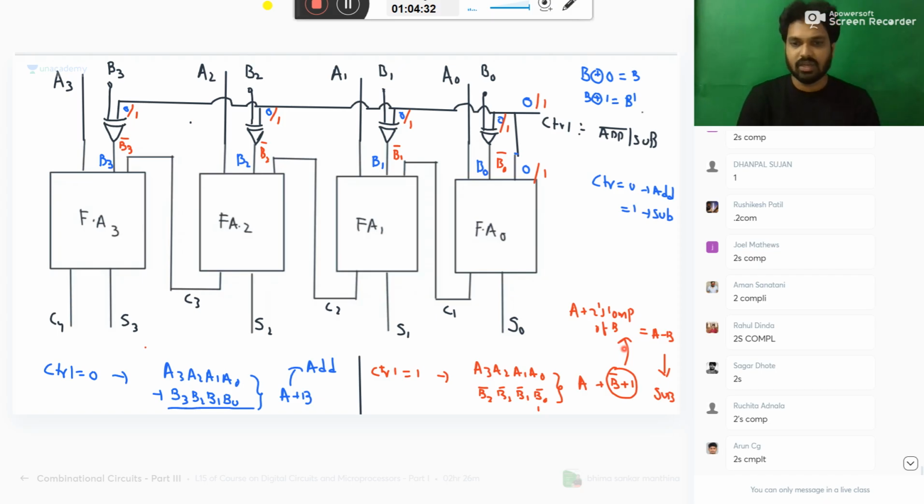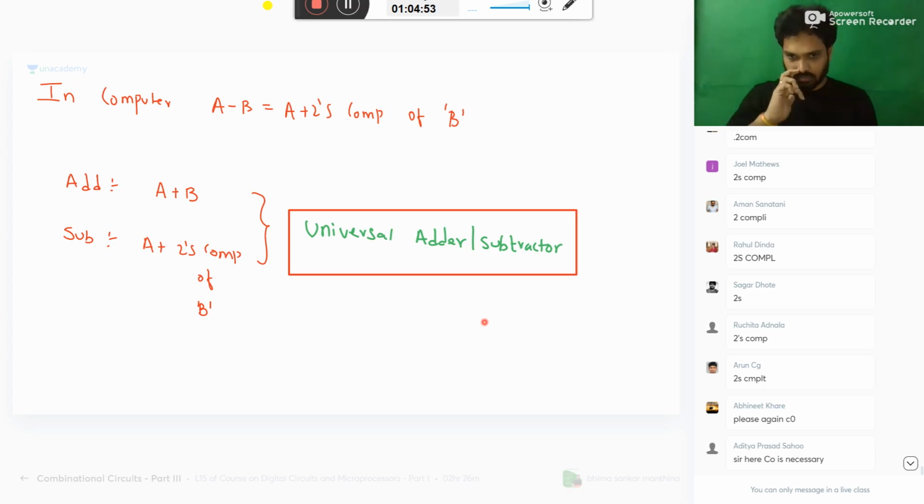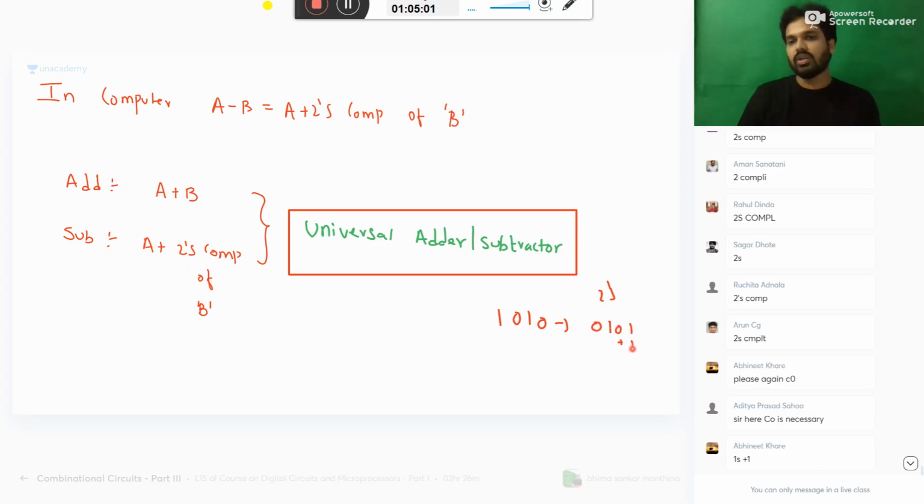Ganesh is there? He asked me a doubt earlier, is he there or not? What is your doubt, Abhinit? Please ask. C naught. Okay, please see here. How to perform 2's complement? Please listen. You have 1010. What is the 2's complement of 1010? 0101 plus 1.